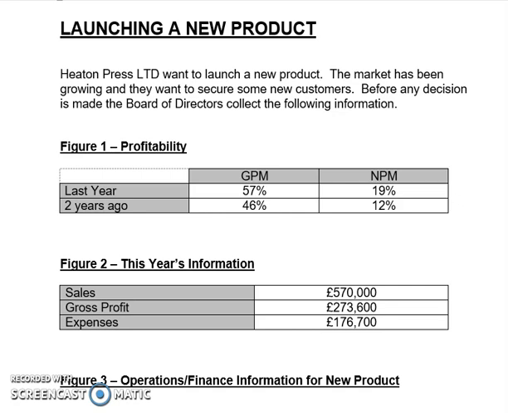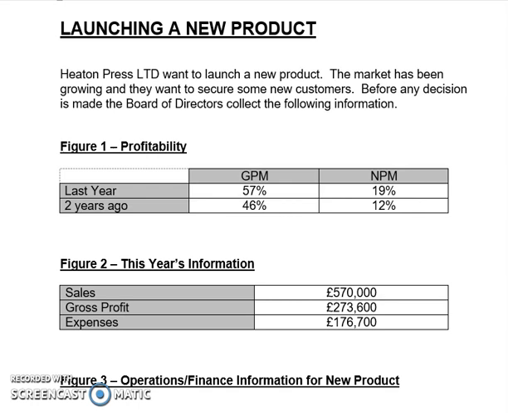So Heat and Press Limited want to launch a new product. The market has been growing and they want to secure some new customers. Before any decision is made, the board of directors collects the following information. So we have profitability from last year and 2 years ago. We have a gross profit margin that was 46% and it's gone up to 57. And we have a net profit margin that was 12 and it's gone up to 19. So that's generally going in the right direction.